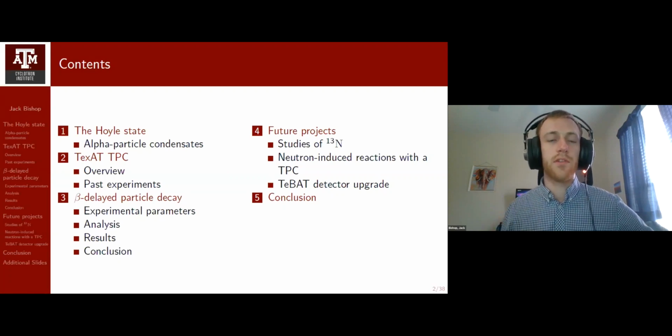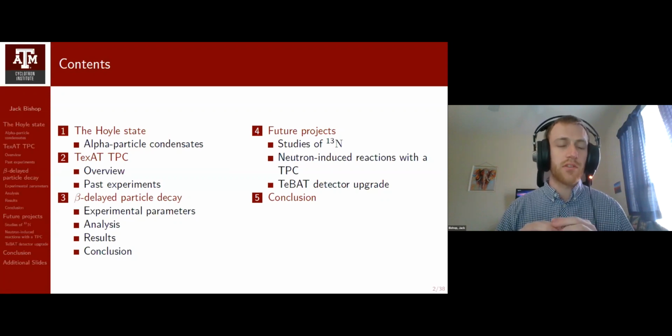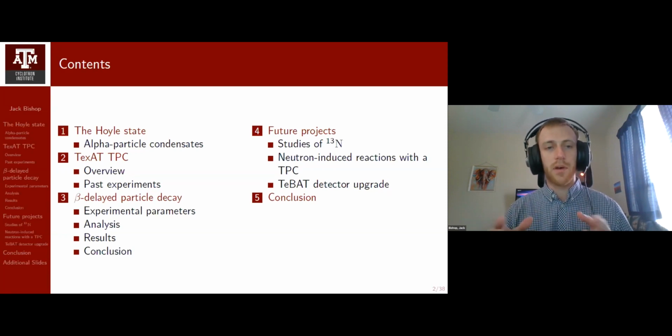I'm going to first start by talking about what the Hoyle State is and why in particular we're going to be interested in studying it, before moving on to discuss the experimental apparatus we use for this, the TexAT time projection chamber, explaining how that works and some past experiments, and then moving on to this new technique that we employed with TexAT, this beta-delayed charged particle decay. And if I have time, I'll touch on a couple of future projects that I'm currently working on.